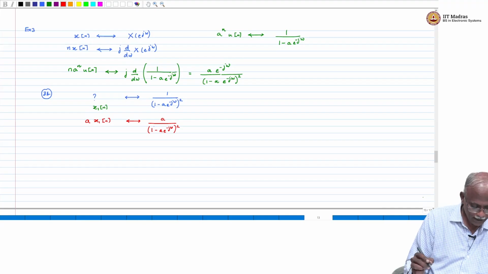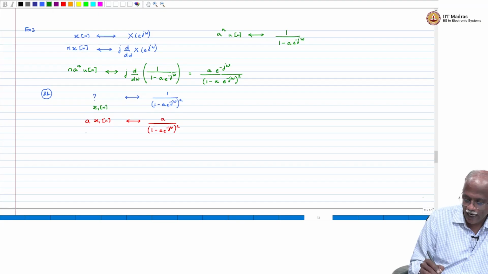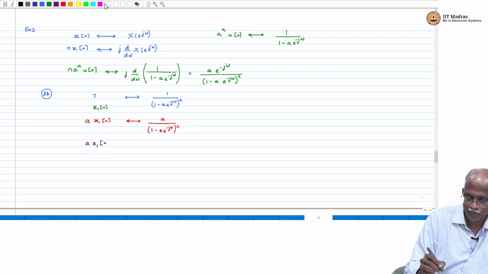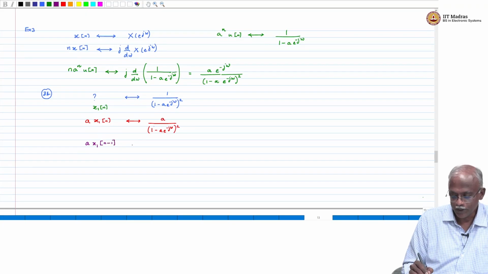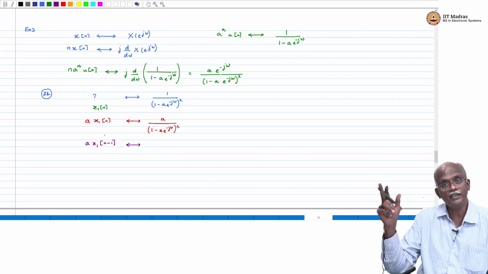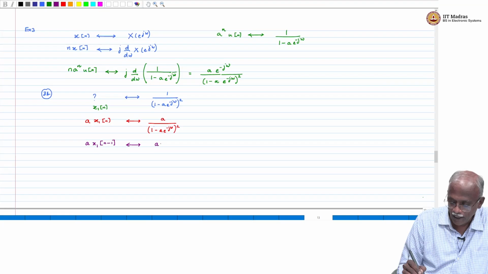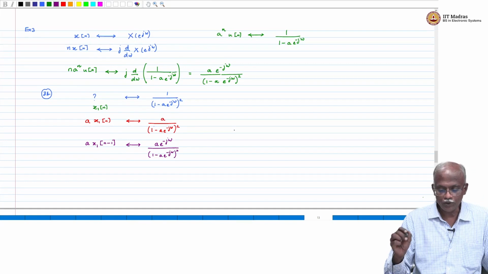Now I'm going to make one more change. I'm going to delay x1 by 1 unit of time: a times x1 of n minus 1. What will be the corresponding DTFT? For a delay by 1 unit of time, you must multiply the discrete time Fourier transform by an exponential phase term e power minus j omega. So we get a e power minus j omega divided by 1 minus a e power minus j omega whole squared. We are back to the original expression.